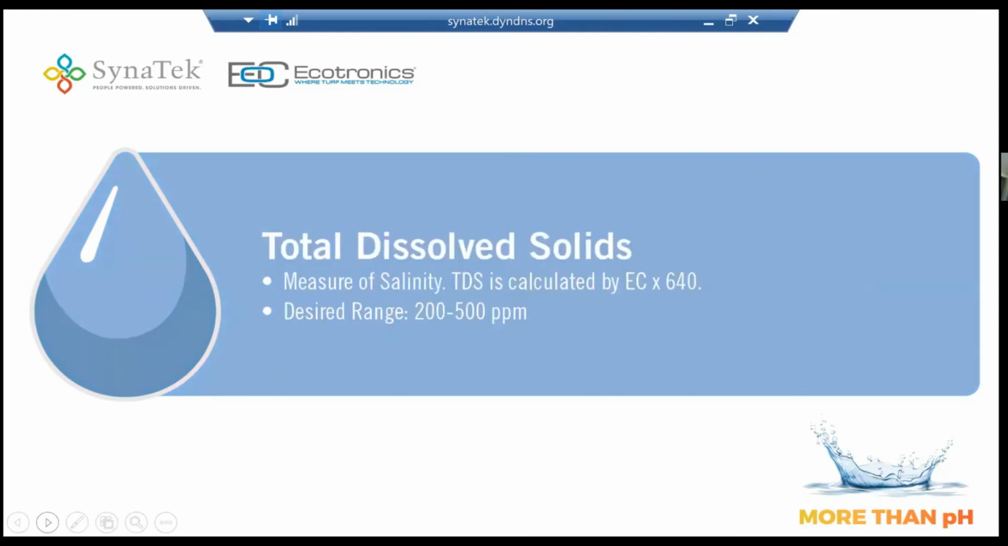The EC now delves right into your TDS, your total dissolved solids. Those two go hand in hand. The TDS is the measure of salinity, and that is calculated by multiplying your EC times 640. One EC unit is 640 parts per million. So that's how we're going to calculate your TDS. Now, your desired range for that is 200 to 500 parts per million.